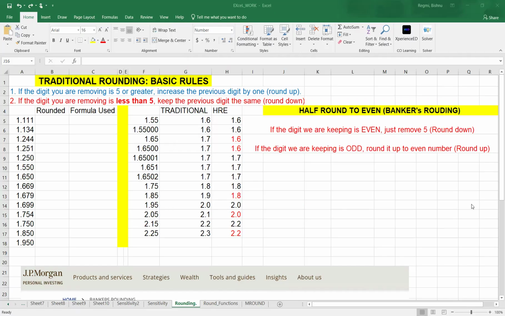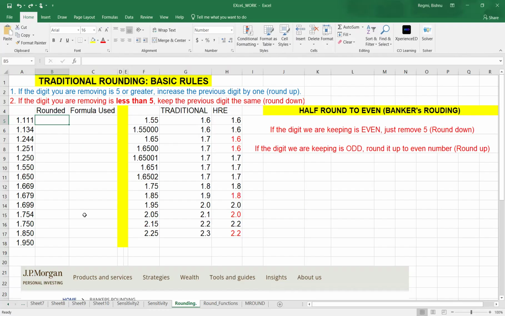Hi everybody, in this video I will explain the correct method of rounding in both scientific and financial context with a special focus on midpoint values. These are my values and I want to round them to one decimal place.